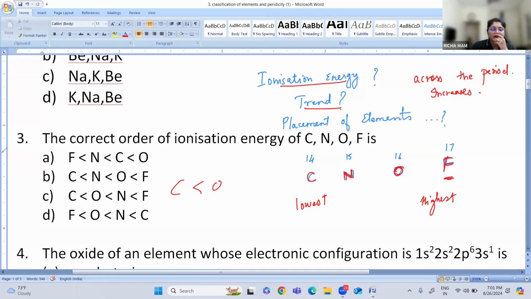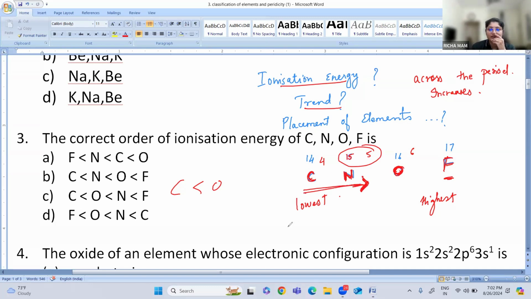But there is one exception. When you go from left to right, the ionization energy will increase. But again, there is a catch when you see the electrons. Now here in carbon, the valence electrons are 4, then 5, then 6. Now when you come to nitrogen and oxygen, in nitrogen, it is half filled. So here again, there will be a slight instability.